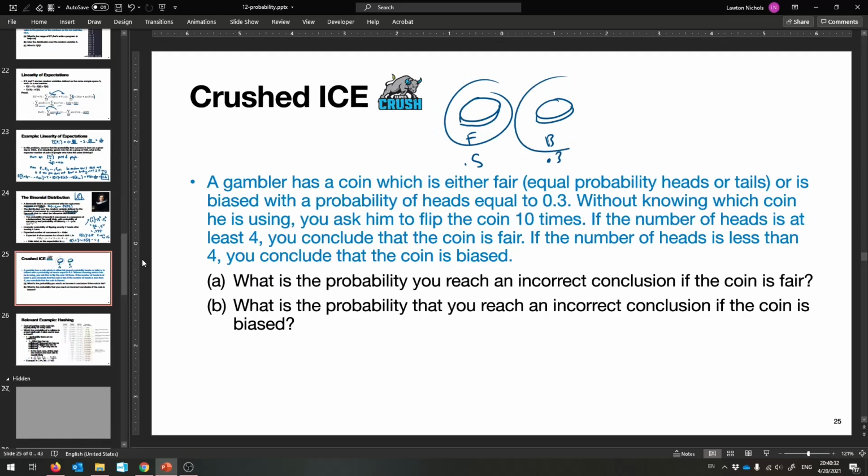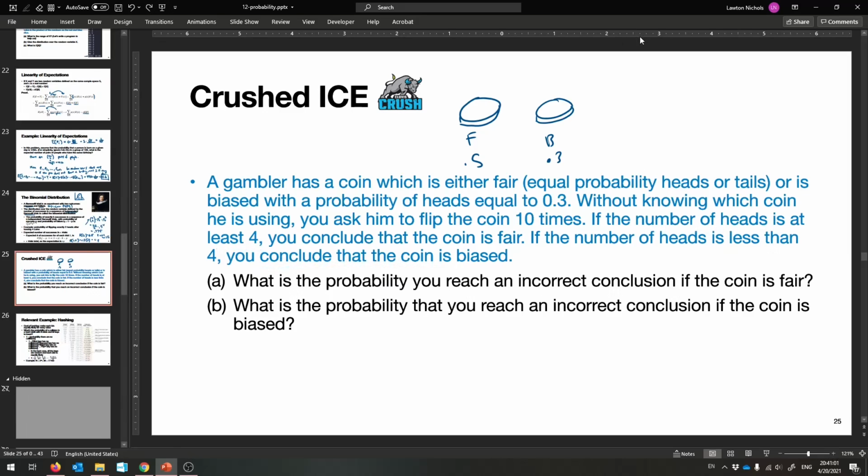He's going to take one of these out of his pocket and flip it a few times for you, and it's your job to guess which one he picked out. Was he tossing the fair coin or the biased coin? Without knowing which one he picked, you tell him, okay, flip the coin 10 times and I'll make my guess. My plan: if the number of heads is at least 4, I'm going to conclude that the coin is fair. If it's less than 4, I'll say that it's biased.